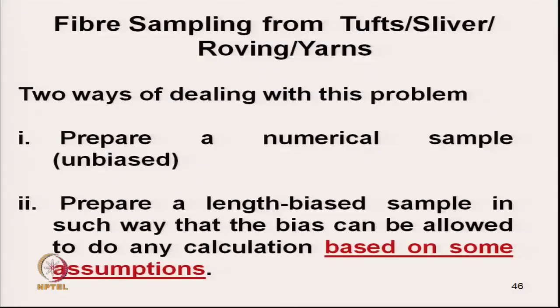There are two different types of sampling techniques we follow. One is called the numerical sample, which is totally unbiased, and another technique is to prepare a length bias sample, and then we have to make some assumptions so that in calculation we can take care of that.